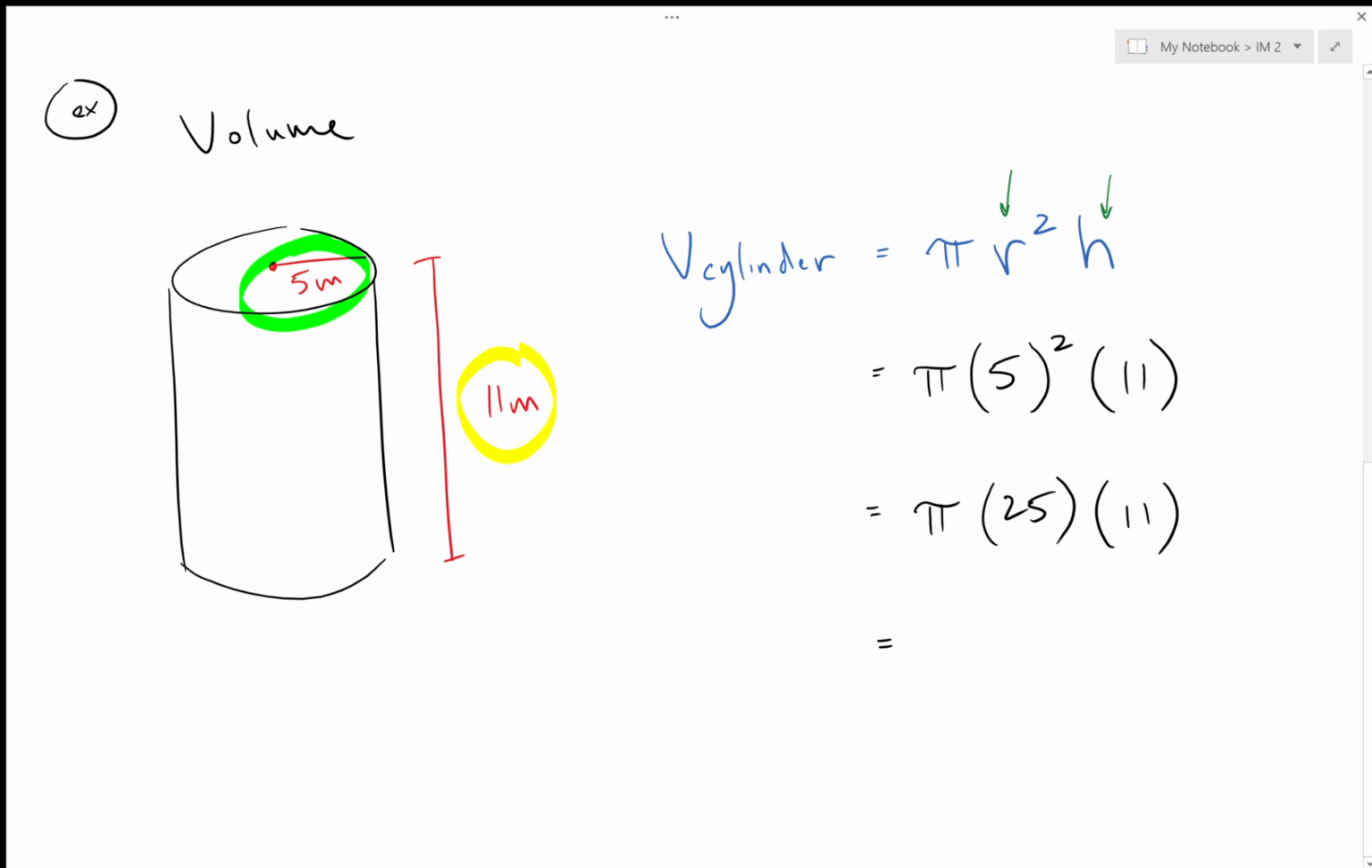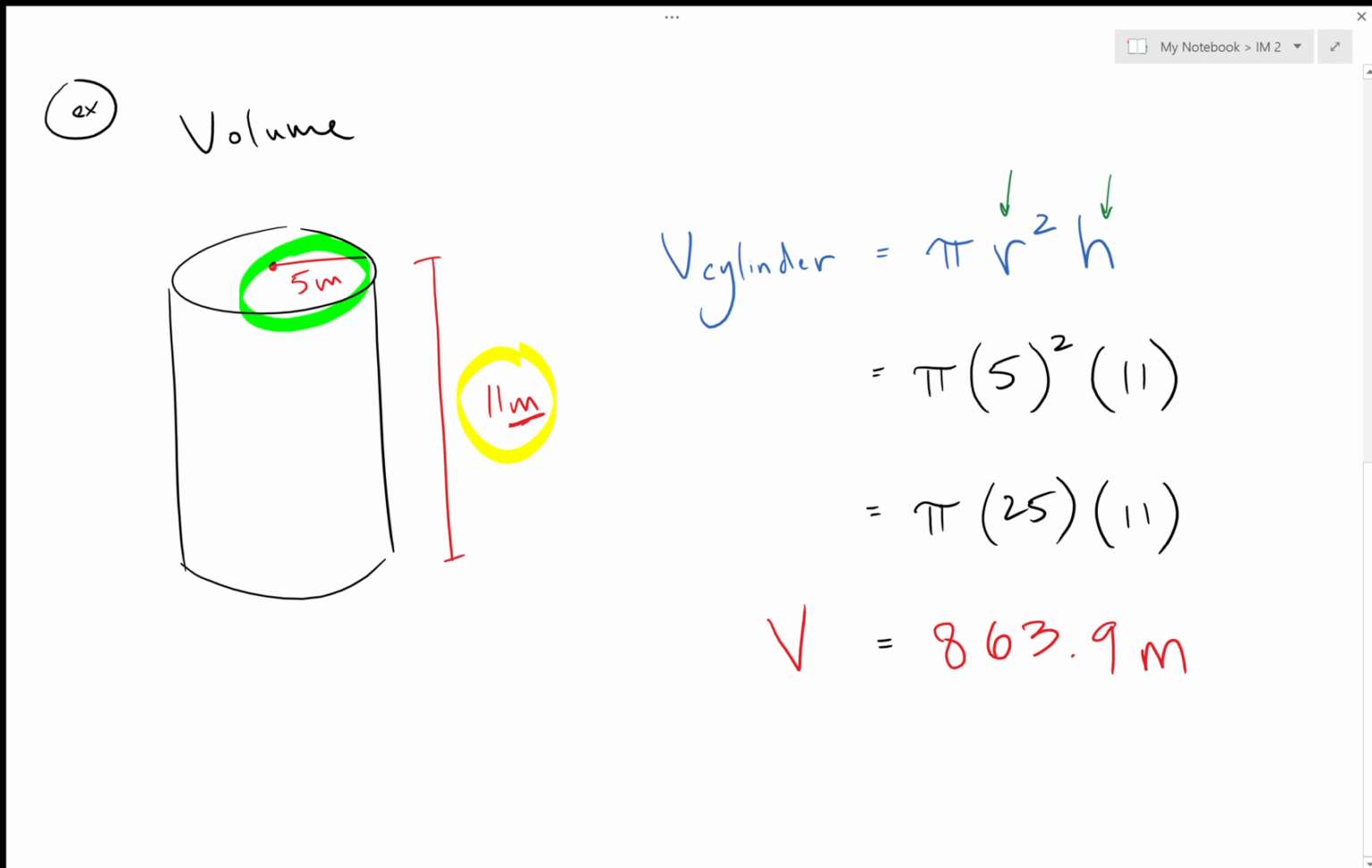And then using our calculator, multiplying 25, 11, and pi together, we should come out to a decimal somewhere in the range of 863.9. So that is the volume of this cylinder, how much is inside the cylinder, but that number doesn't make any sense to us without the units. So we look here, we've got meters. So I'm going to put m for meters.